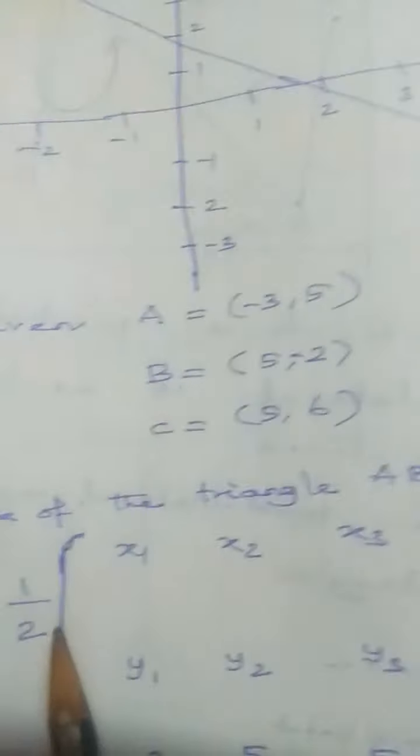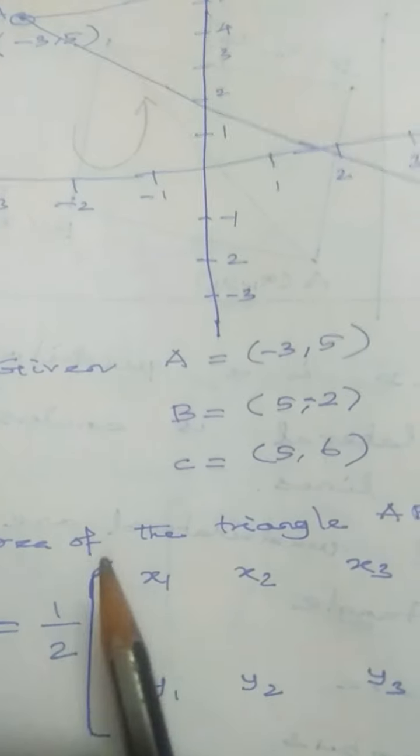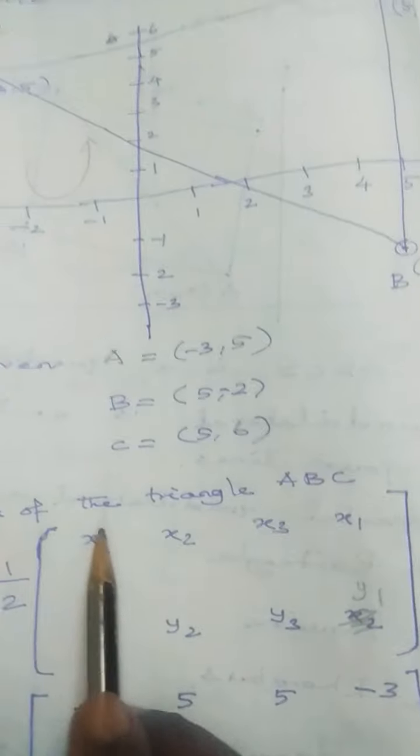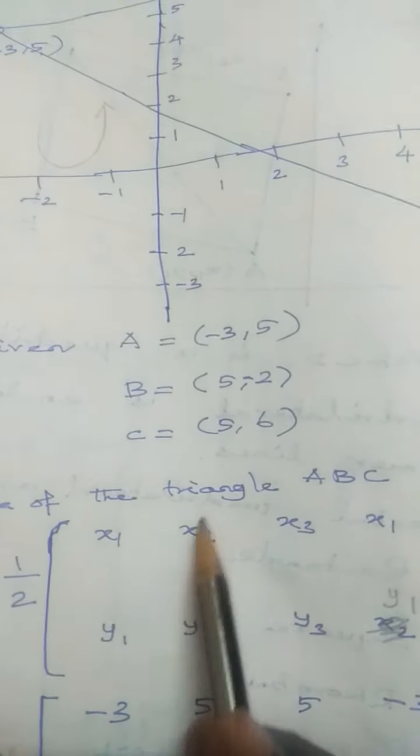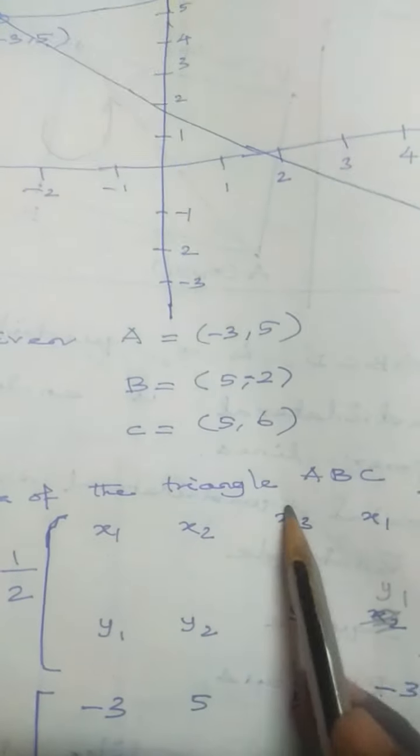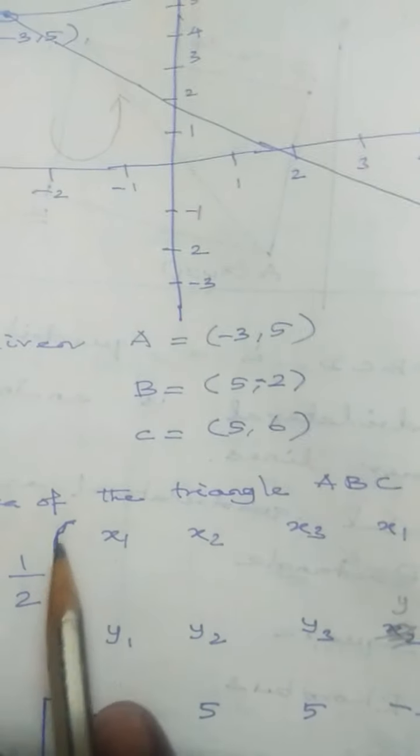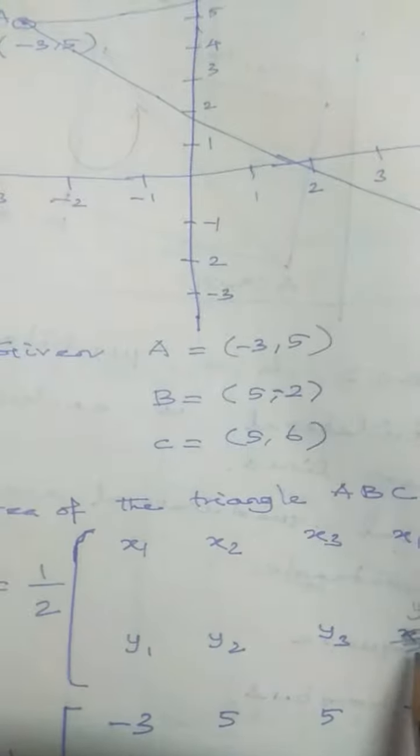This is the next formula. The formula is very easy. Area is equal to 1 by 2 times the determinant with rows x1 y1, x2 y2, and then x3 y3, and again x1 y1. This is y1, not 1. So the first point x1 y1, the second point x2 y2, the third point x3 y3. Again we repeat the first point x1 y1.